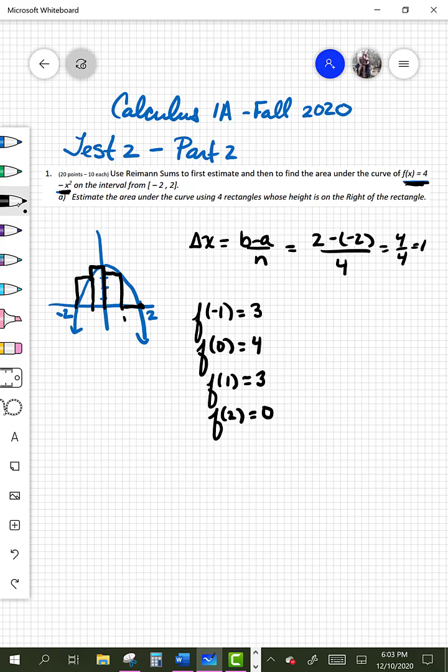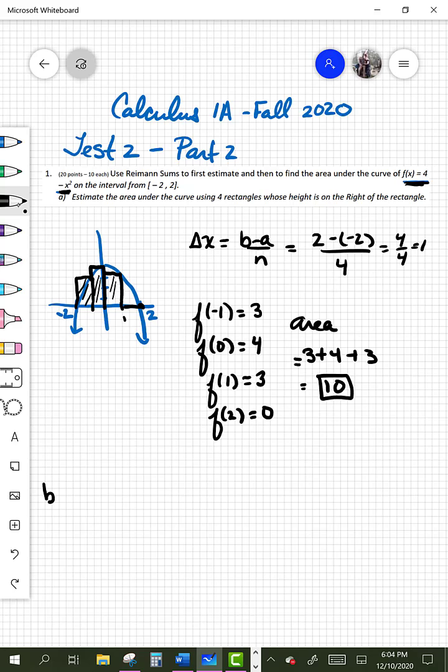So to find the area, we're going to take the width, which is 1, times the height, which we just found for each piece. The area is going to be 3 times 1 plus 4 times 1 plus 3 times 1. I didn't write the times 1 for the width of the rectangle. And so you should have an answer of 10.